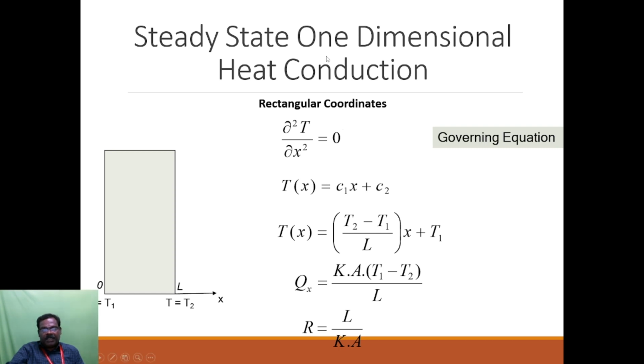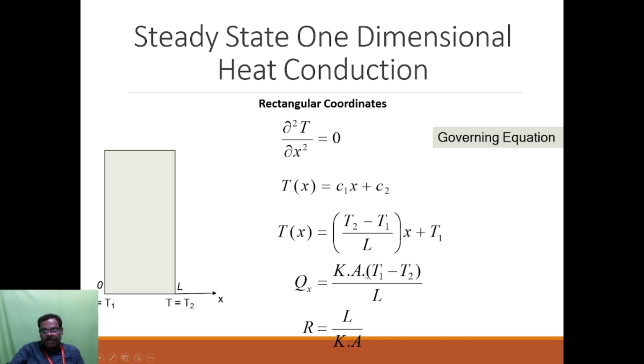Okay. So this is the governing equation of steady state one dimensional heat conduction. Consider this is the plane wall. In this, at one end the temperature T equal to T1. At the other end, T equal to T2. What about the thickness? It goes from 0 to L. So thickness is L. Thermal conductivity of this particular material is K. So what is Q?